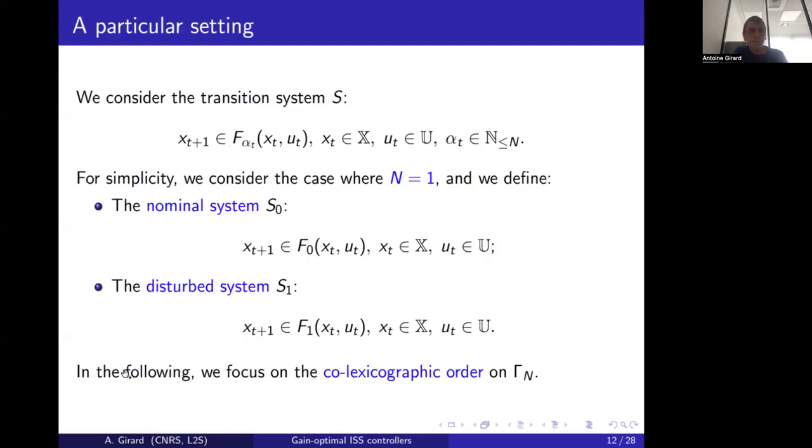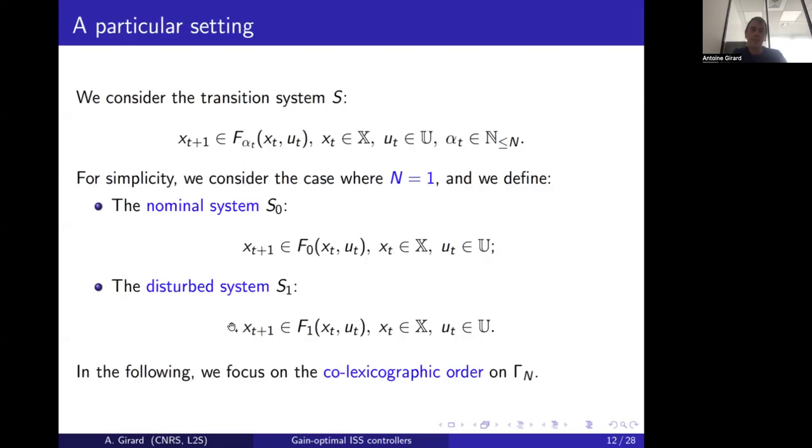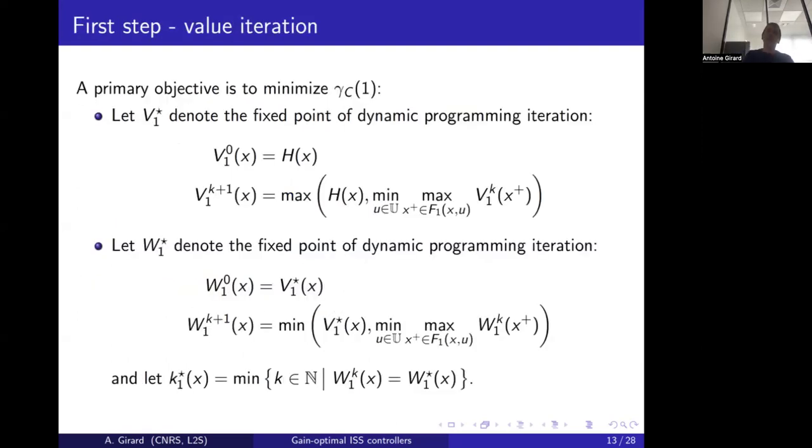And we're going to focus on the co-lexicographic order, so meaning that we want to optimize the worst case behavior first, and then when we achieve the optimal worst case behavior, then we want to optimize also the nominal behavior. But the primary objective is to minimize the worst case behavior. So we're going to have a two-step approach to solve that problem.